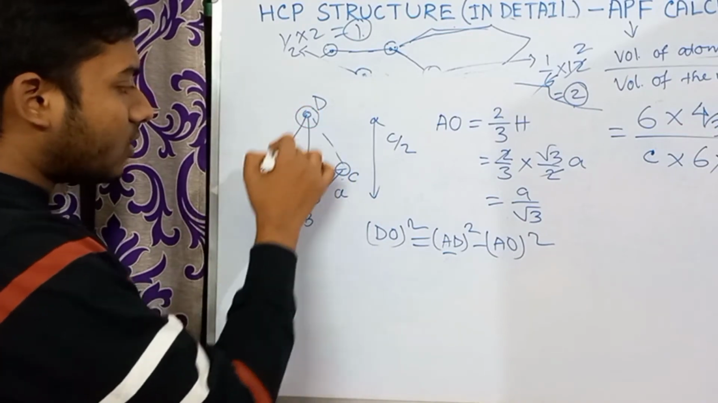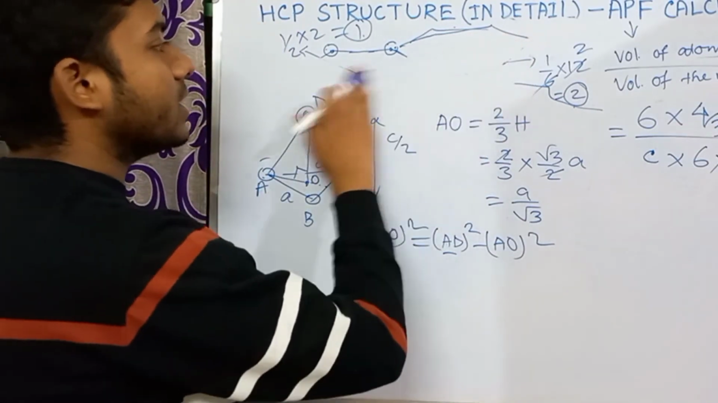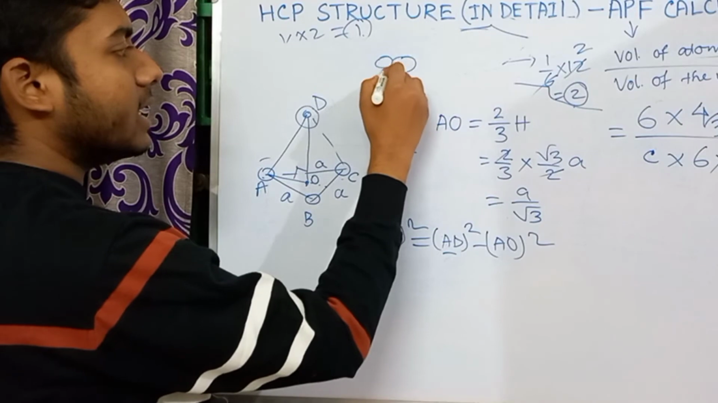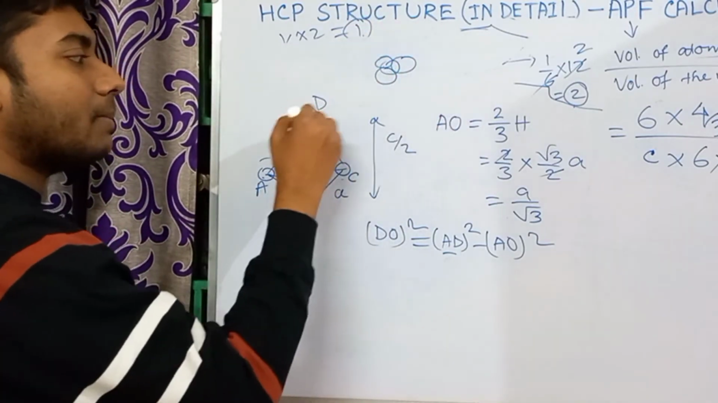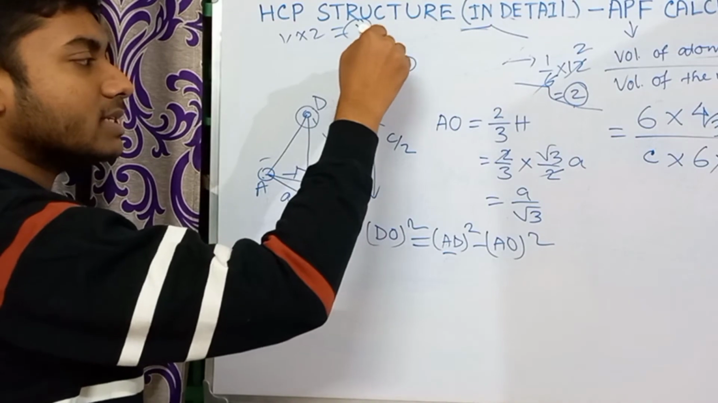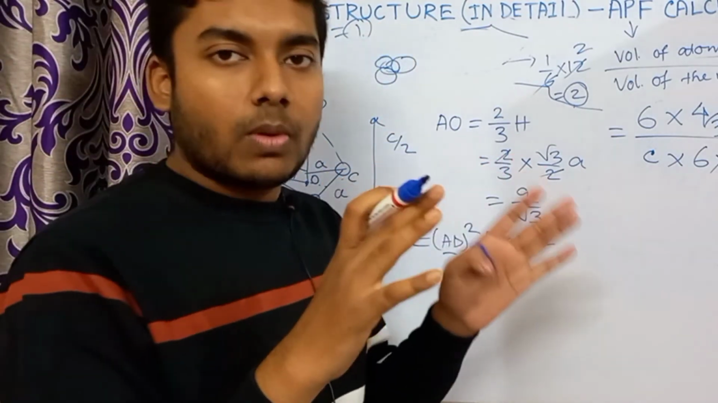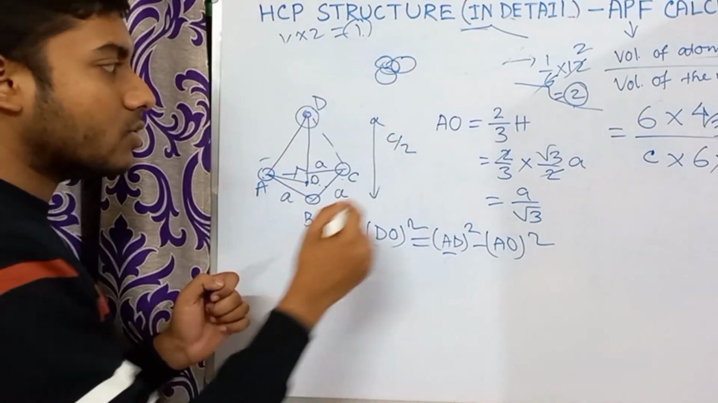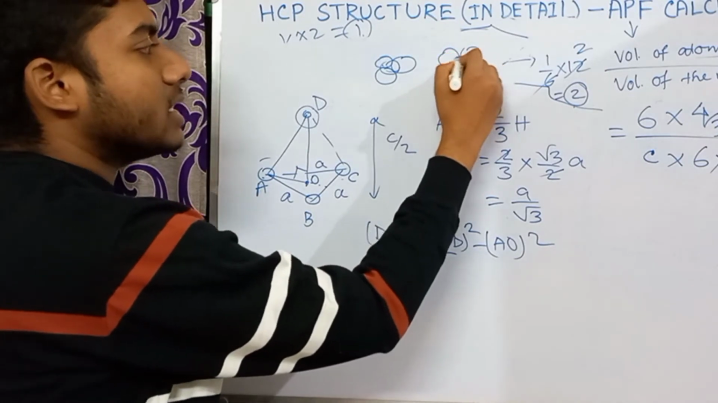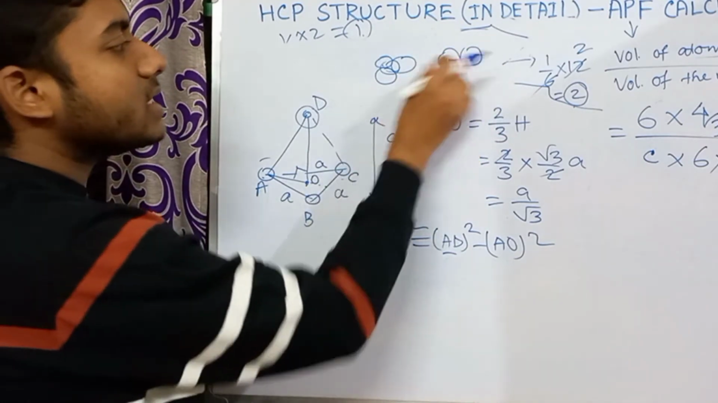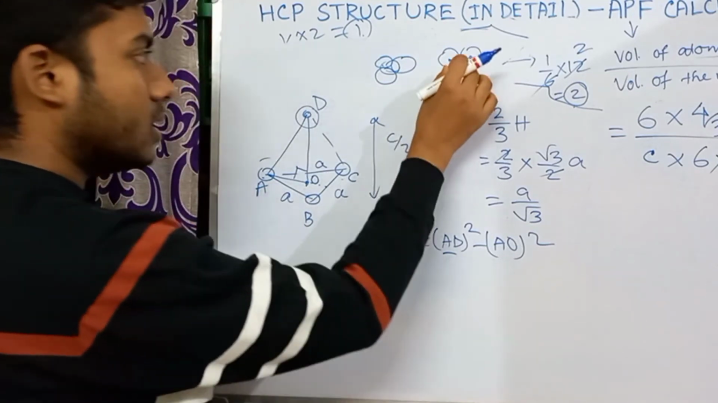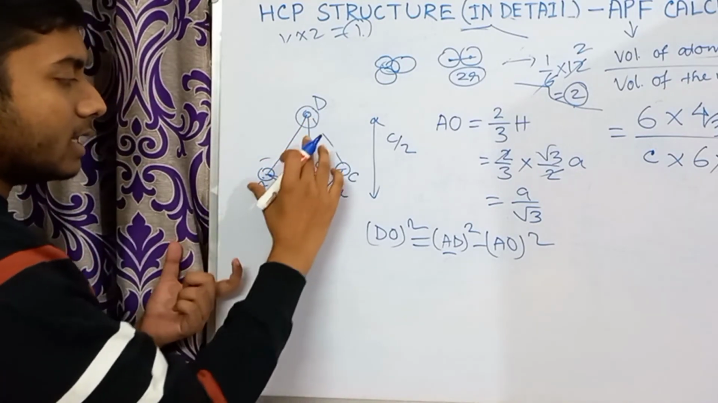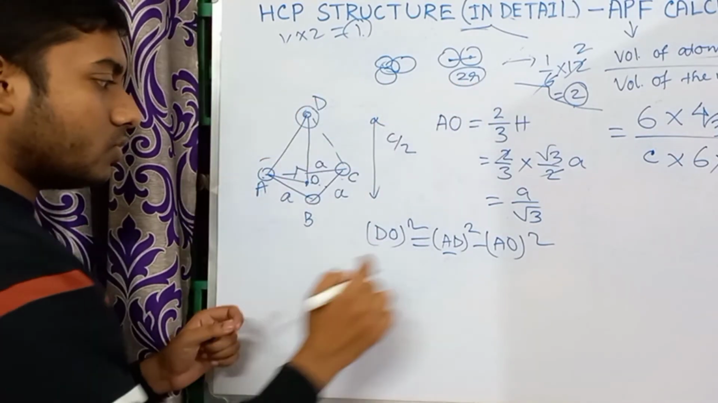As this is the atom and this is the atom, just try to recall what I have discussed previously, that we have 3 atoms, and in the hole the upper atom is placed. So each of these 4 atoms are touching each other. If 2 atoms touch each other, the distance between the centers of the 2 atoms will be 2r. So this height AD will be 2r.